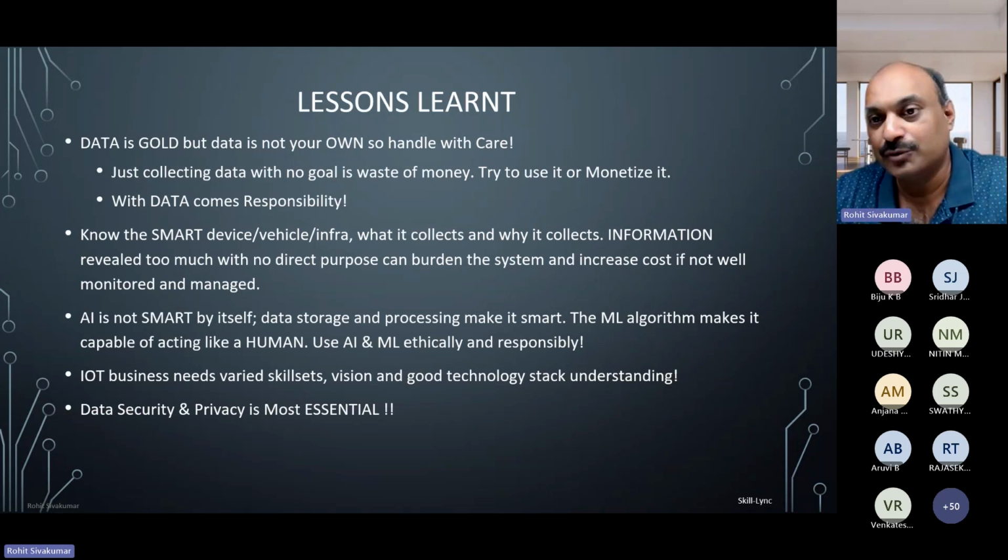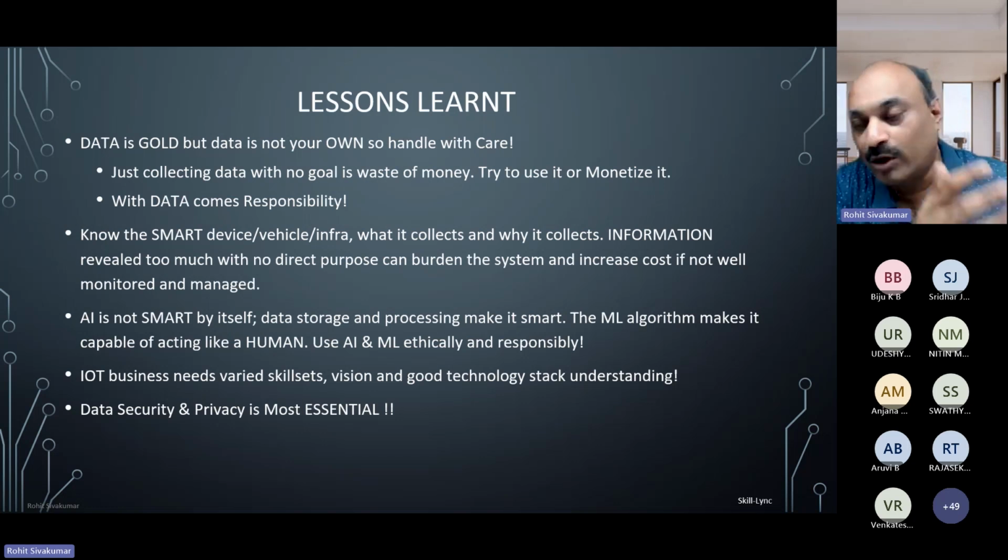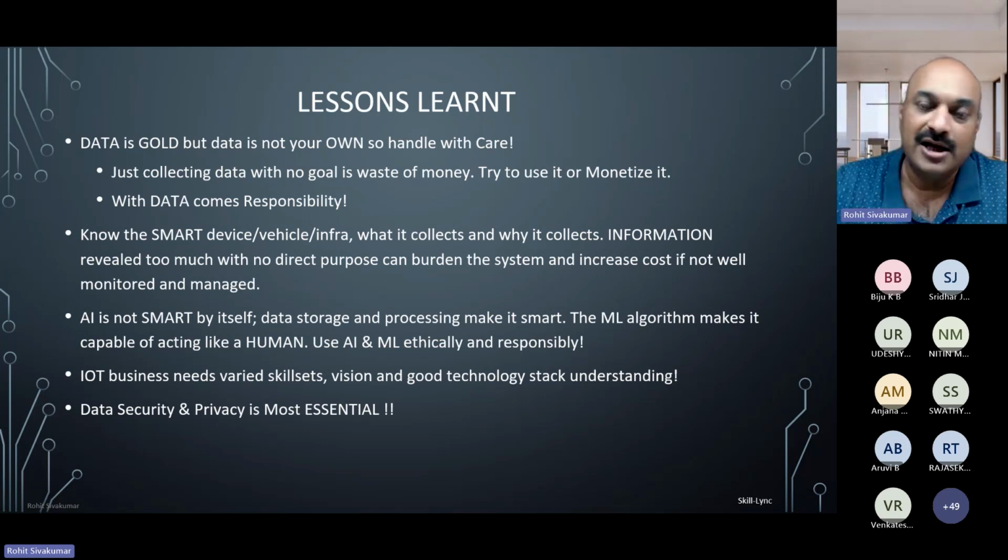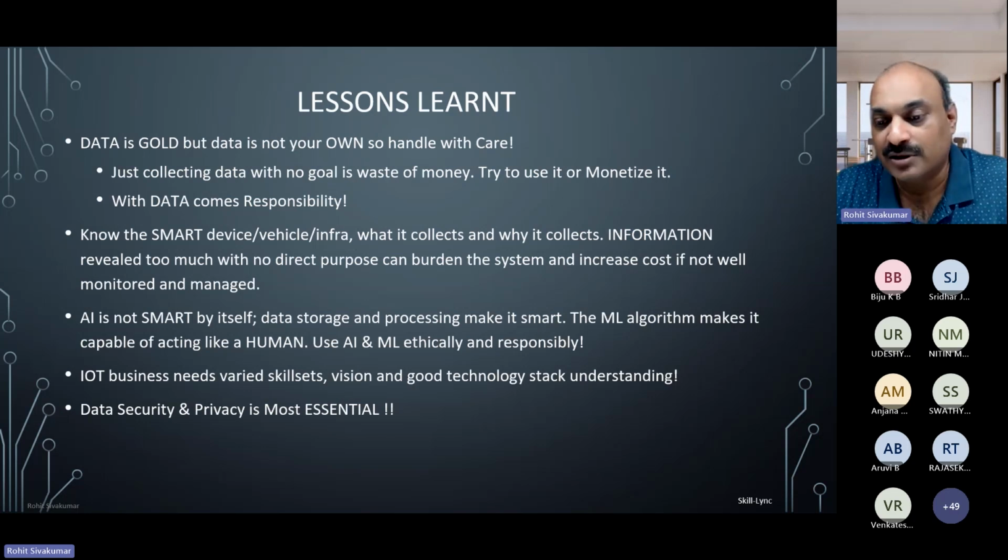These are the lessons that we have to learn from what happened in a traditional IoT space, and how these things have to be carefully protected and put up in a commercial environment. So these things have to be taken into account.